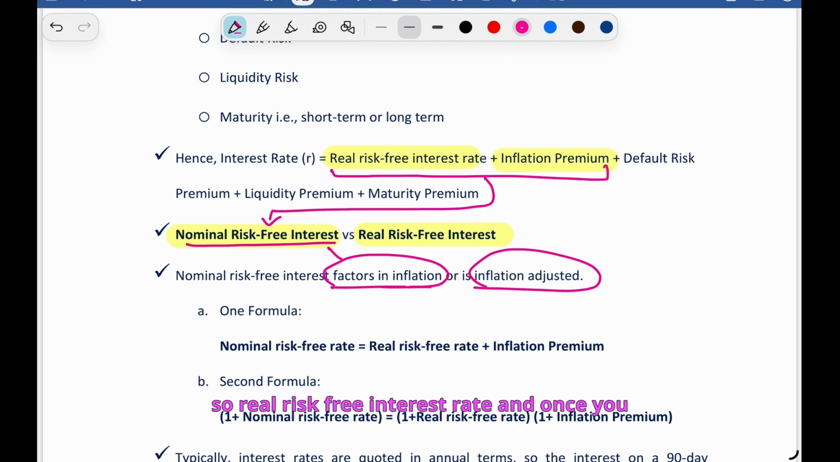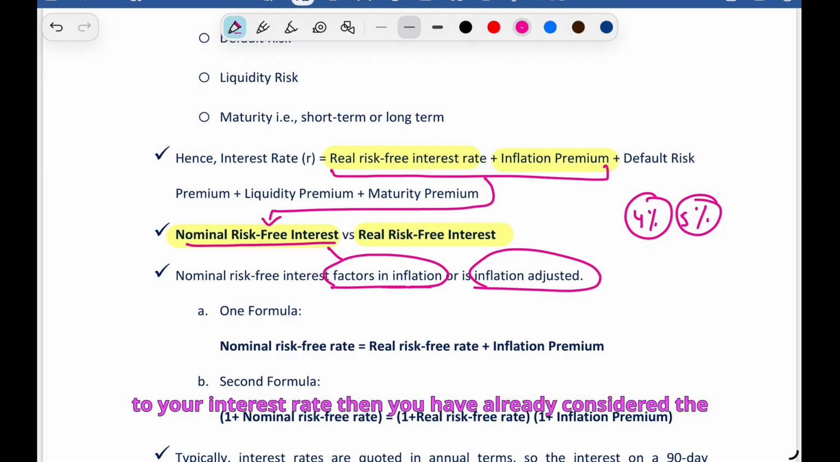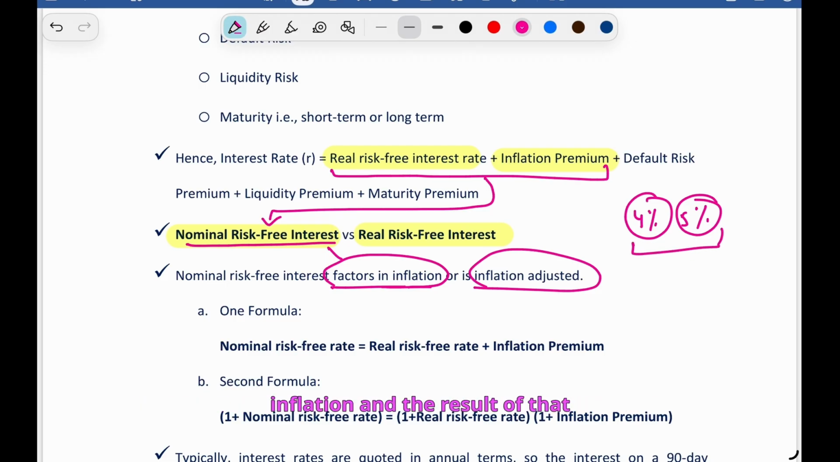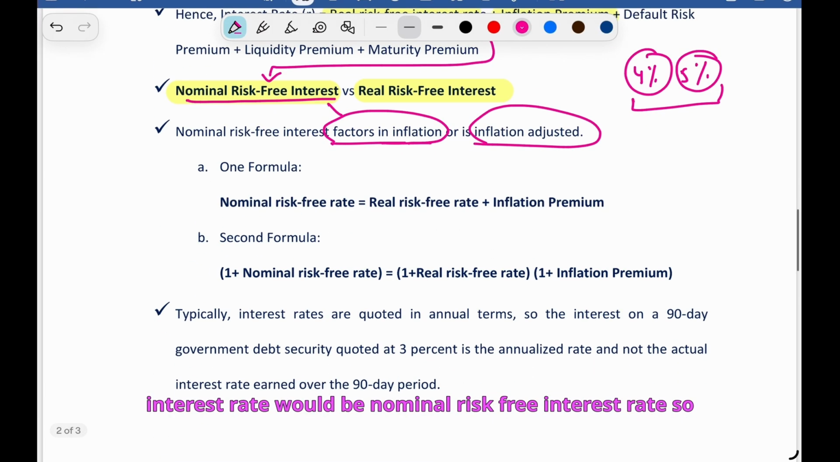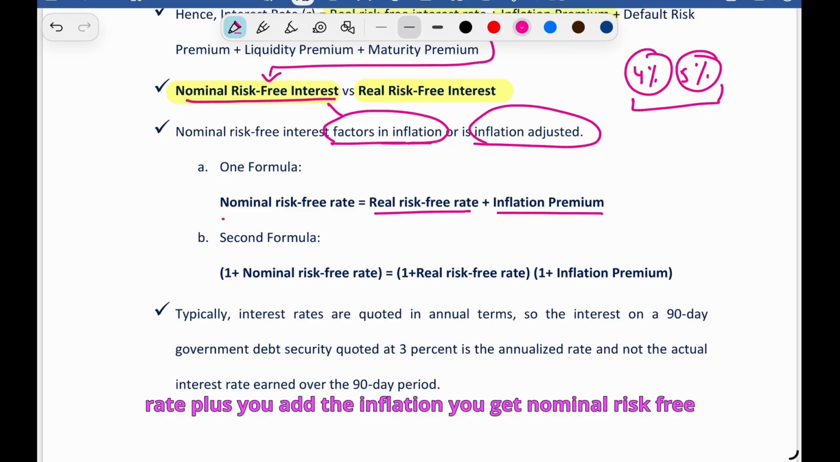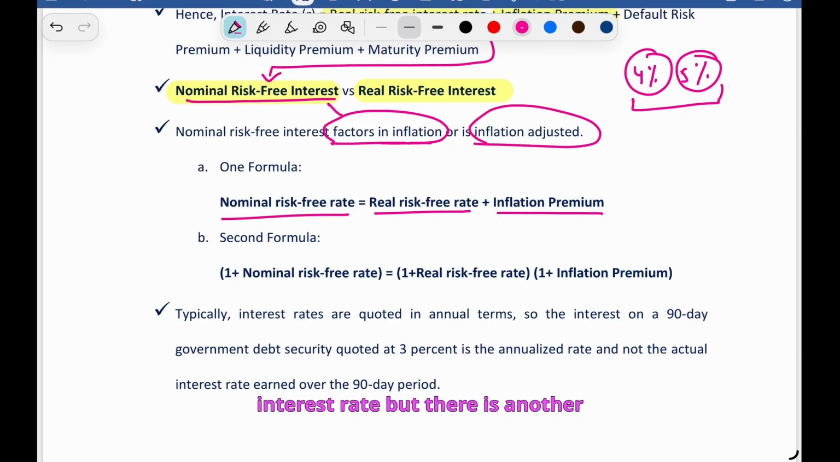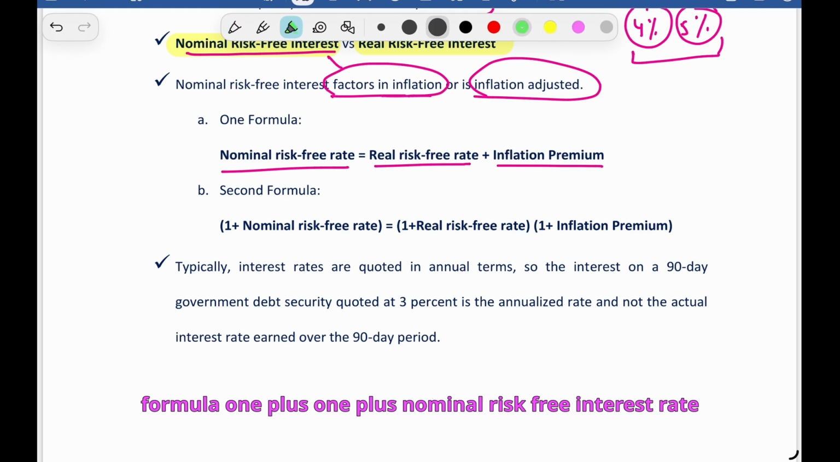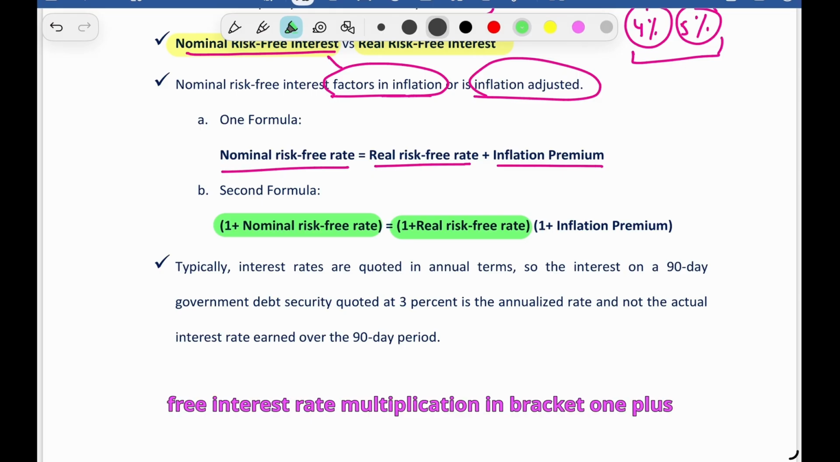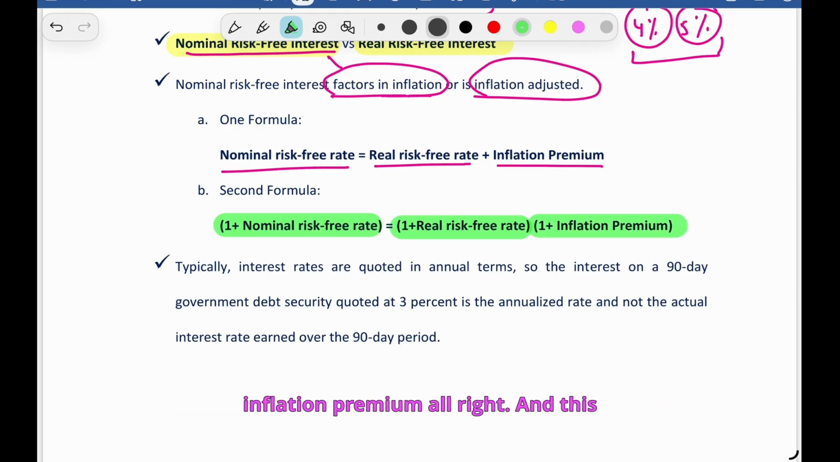So, if you're giving loans for, say, 3-4 years, and you know that inflation is going to be 4% or 5%, and you adjust this inflation rate to your interest rate, then you have already considered the inflation, and the result would be the nominal risk-free interest rate. So the basic formula is real risk-free interest rate plus inflation gives the nominal risk-free interest rate. But there is another formula: 1 plus nominal risk-free interest rate equals 1 plus real risk-free interest rate, multiplied by bracket 1 plus inflation premium.